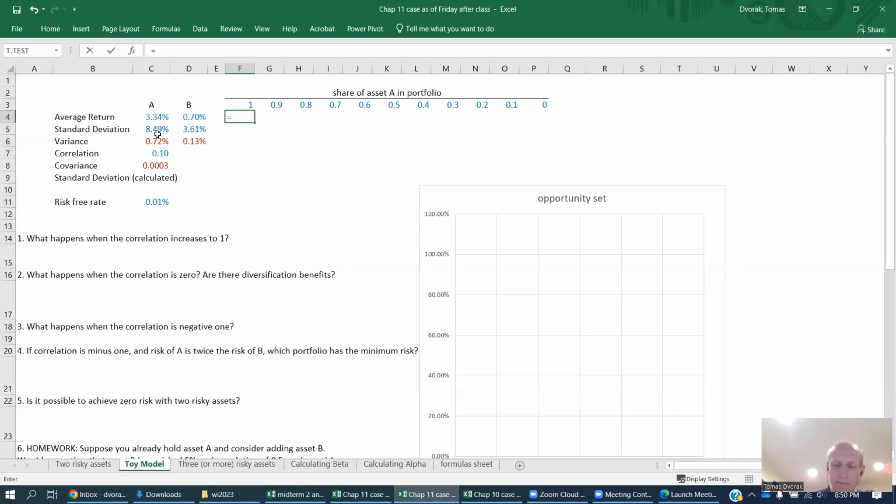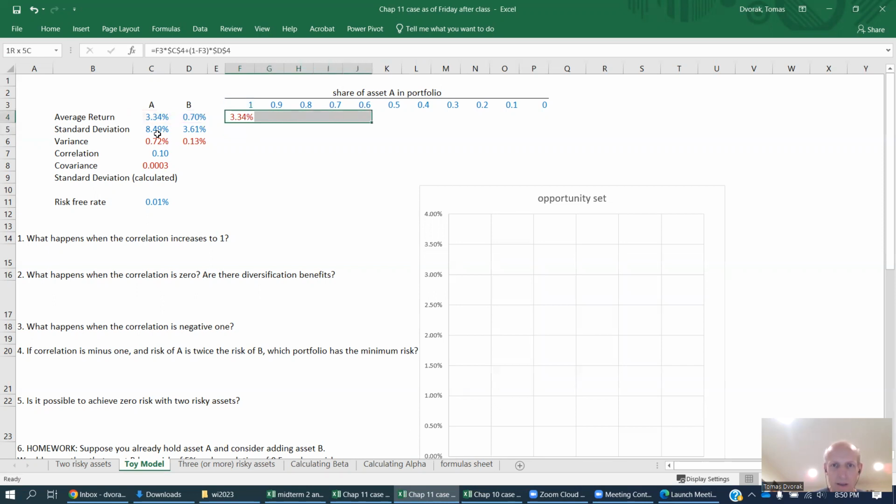Let's calculate average return with different portfolios. So that's going to be the weight on asset A times the return on asset A, locked, plus the weight on asset B, which is 1 minus the weight on asset A, times the return on asset B. We're going to lock it. And let's calculate it over here. Control R, that works just fine.